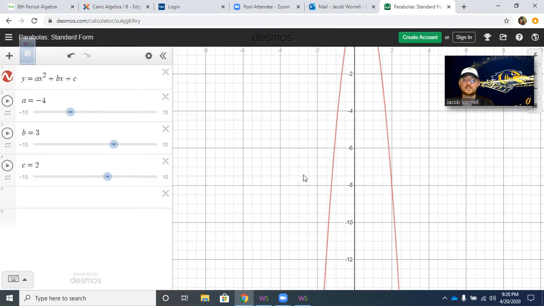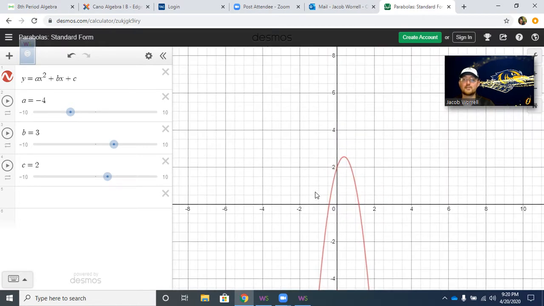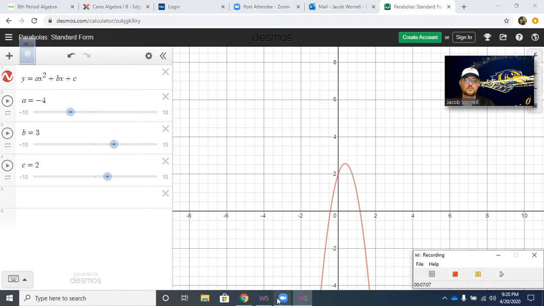If I go back to the website, I can drag it, and I can see that it's continuing going to the left, and it's never going to stop. So it's going to go to the left all the way to negative infinity on the x-axis.